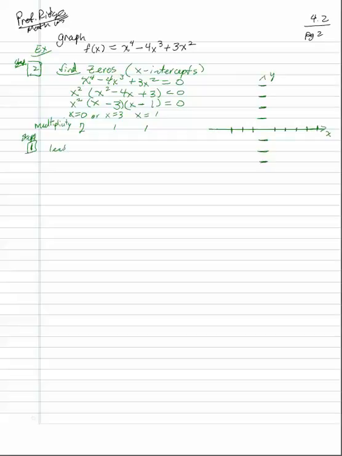And then my leading term test is x to the fourth, so the degree is even, and a sub n is positive, so that means both my ends are going up. Okay, so the zeros are 0, multiplicity of 2, 1, or 3, and 1. Now my ends are going up, so I just kind of lightly sketched this.